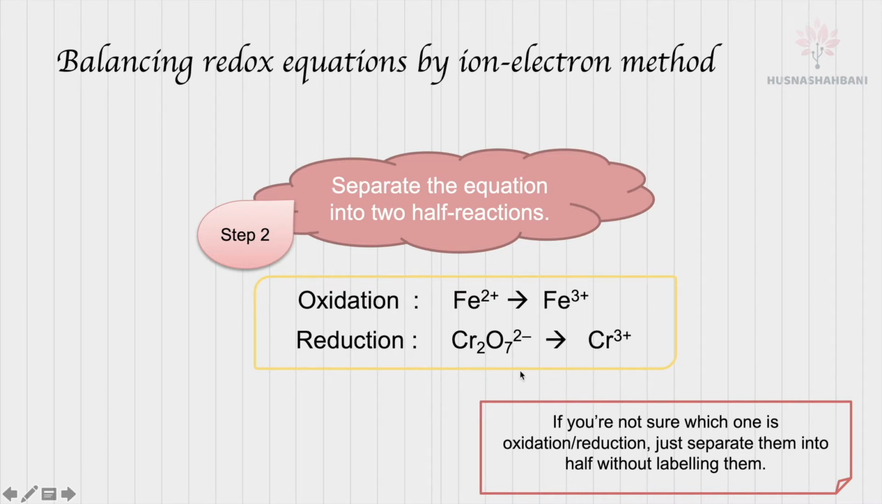If you are not sure which one is oxidation or reduction, like in this case, just separate them into halves without labeling them yet. So just separate them like this. Don't put which one is oxidation and which one is reduction yet. Just leave it like that first.